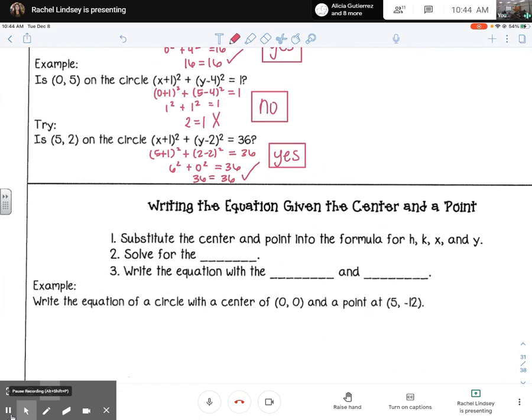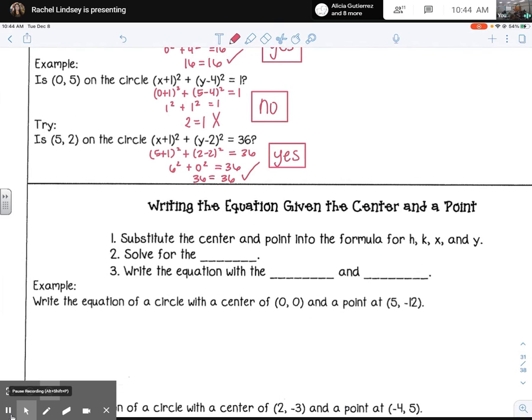We're going to write an equation of a circle given only the center and a point. So what you do is you substitute the center and the point into the formula for h, k, x, and y, solve for the radius, and then write the equation with the center and the radius.